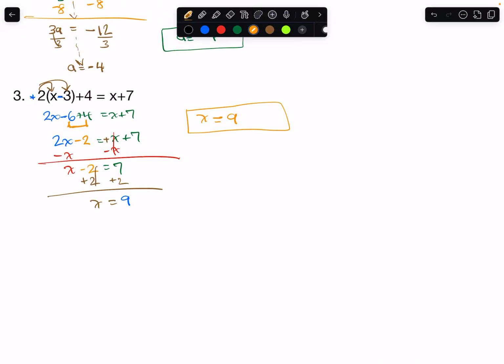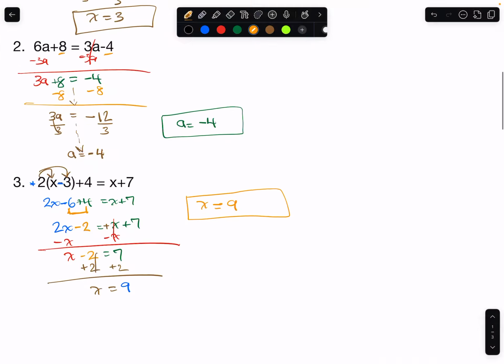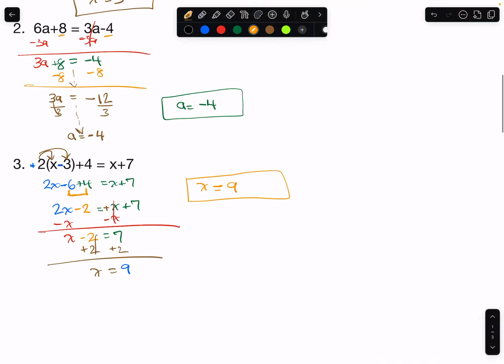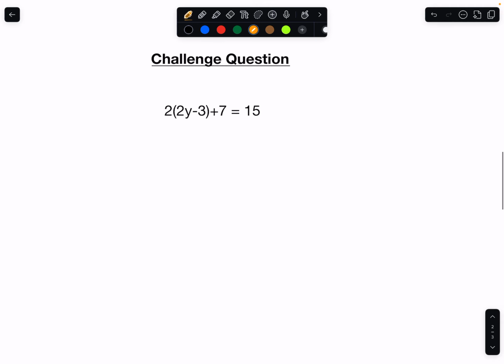These are the answers that we have for these 3 questions. Now we're going to move on. We're going to have a challenge question. So I'm going to give you guys 5 seconds to work on it. And then, without any further explanation, I'm just going to solve the question. And you can compare your answers to see if you got it correct.